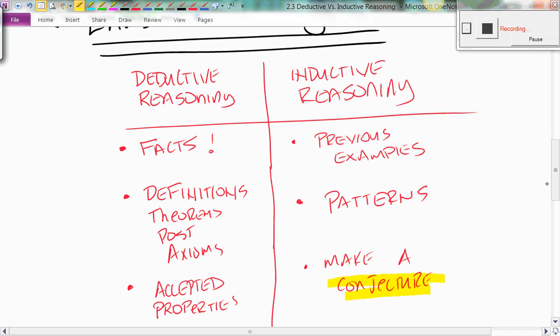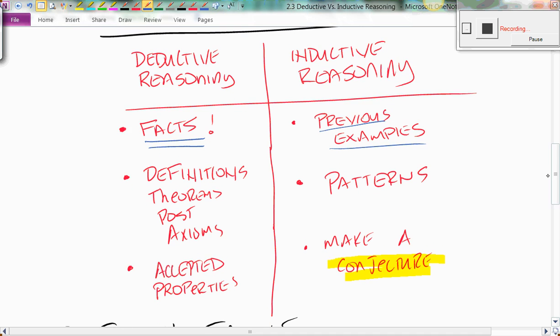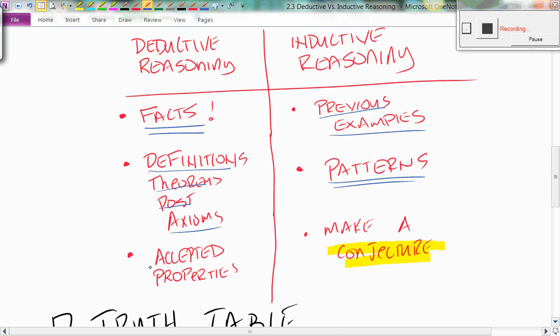And we talked about the similarities and differences between deductive reasoning versus inductive reasoning, okay? So deductive reasoning uses facts, versus inductive reasoning using previous examples. Deductive reasoning uses definitions, theorems, postulates, axioms, where inductive reasoning uses patterns. All right? Deductive reasoning uses accepted properties. Inductive reasoning makes a conjecture. Of course, conjecture is the fancy word for hypothesis or like a guess. Okay? So we had some examples.